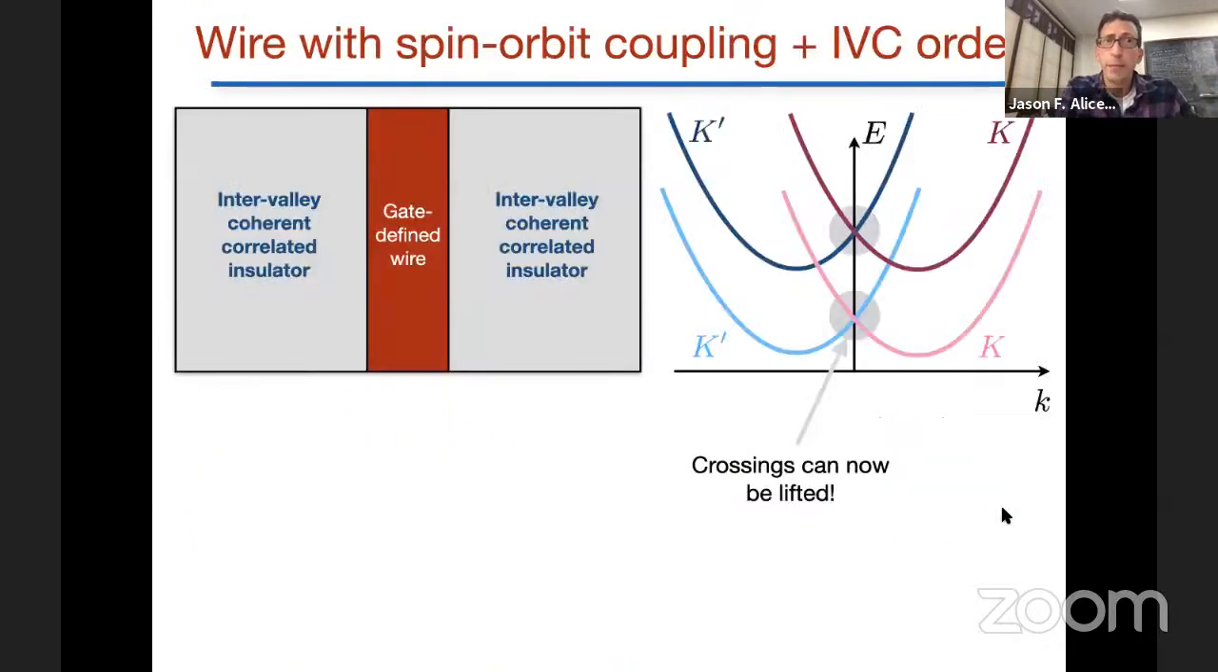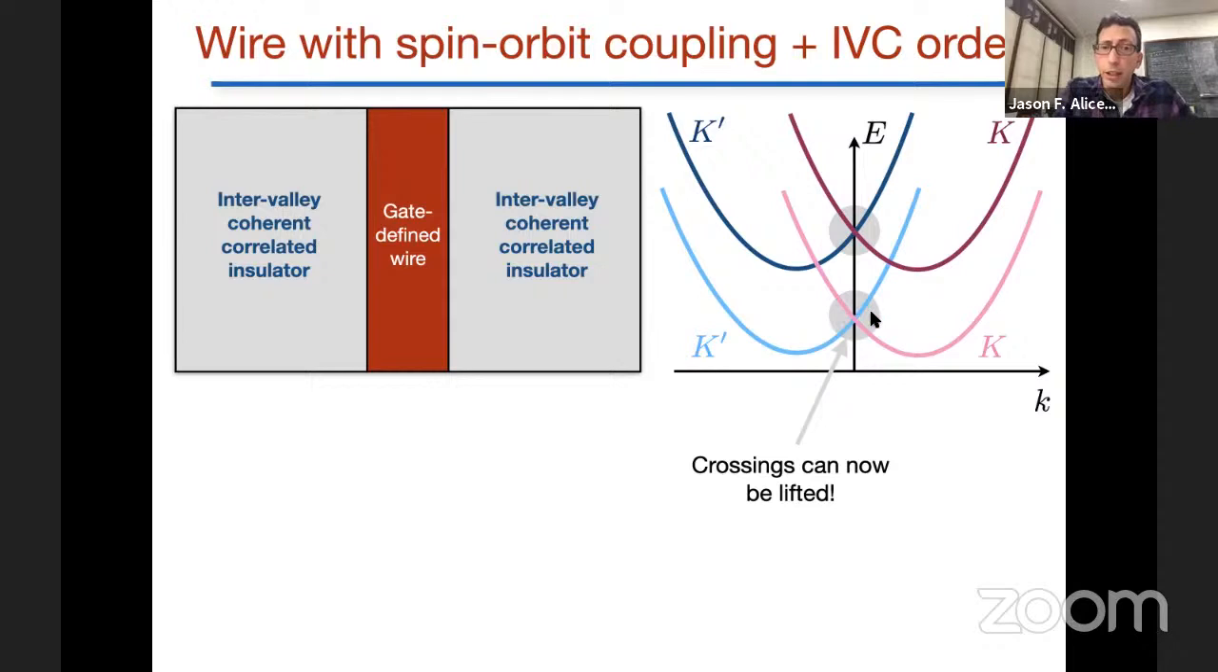All right, so with that, let's now think about our gate-defined wire, not immersed in band insulators, but rather immersed within intervalley coherent correlated insulating states. So by internal proximity effects, we now have a way of generating coherent tunneling between electrons in valley K and K prime, which now gives us a mechanism by which these crossings can be lifted.